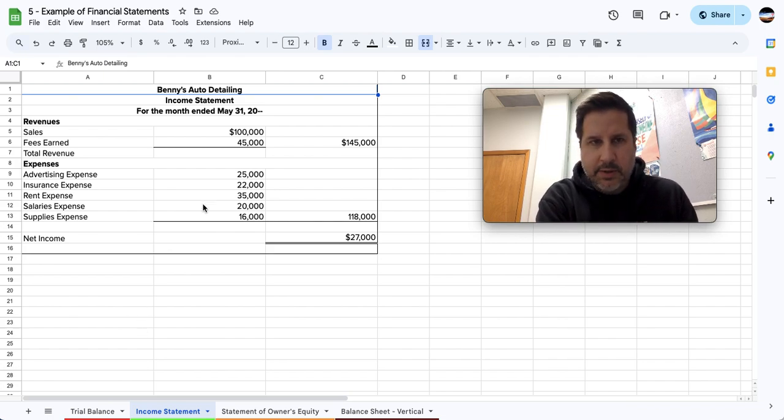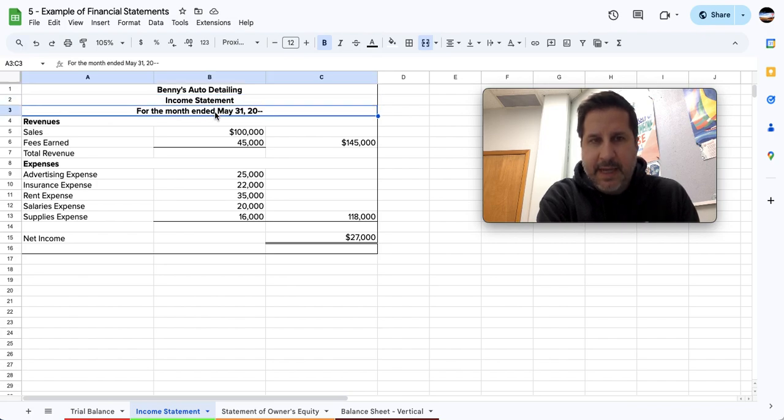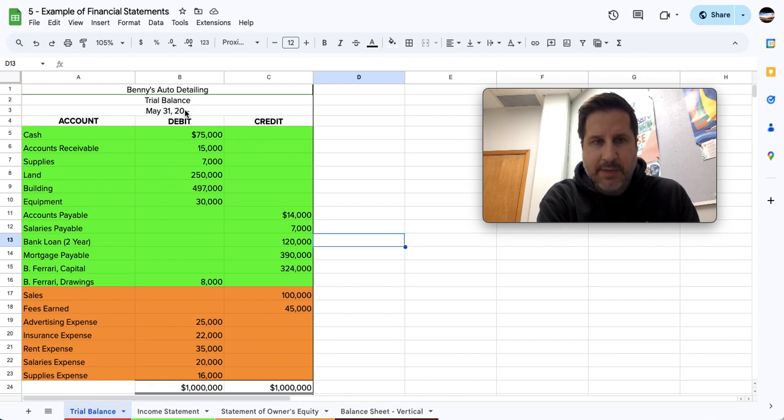On the income statement, you'll notice we've got the company name, Benny's Auto Detailing. I'm identifying that it's an income statement. And then the date is a little bit different. An income statement is for a period of time. If you look at our trial balance, it is on a specific date.